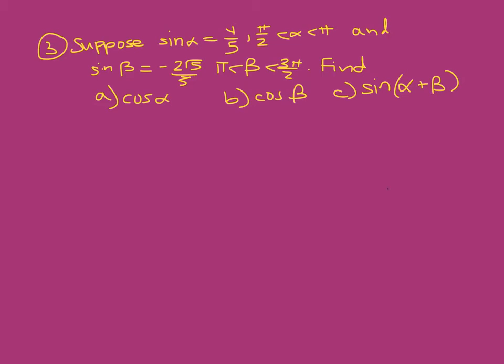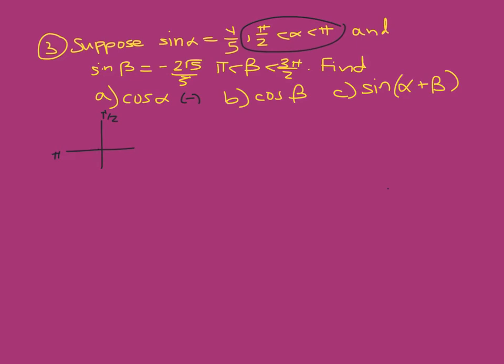So the first thing that we did for this problem was we find cosine of alpha. They tell us that alpha is in the second quadrant. It's between pi over 2 and pi. The reason that's going to be important is because that tells us that cosine is going to be negative. That's a useful thing to know there.